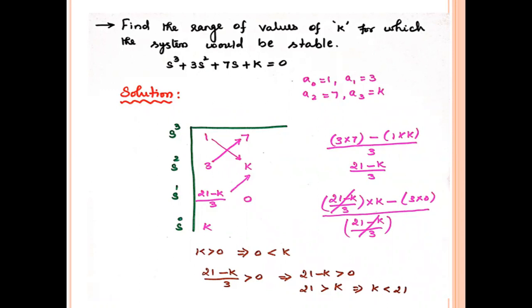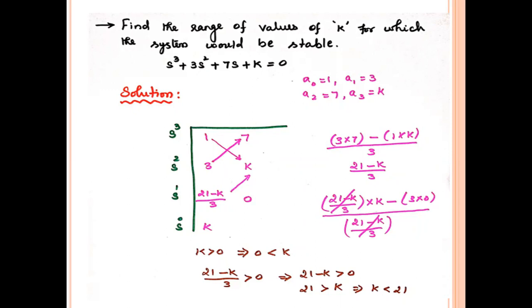First of all, we have to form a Routh array. What is meant by a Routh array? A Routh array is nothing but arranging the coefficients of the characteristic equation in an array. So first step, you have to form a Routh array. After that, you have to find out the value of K.